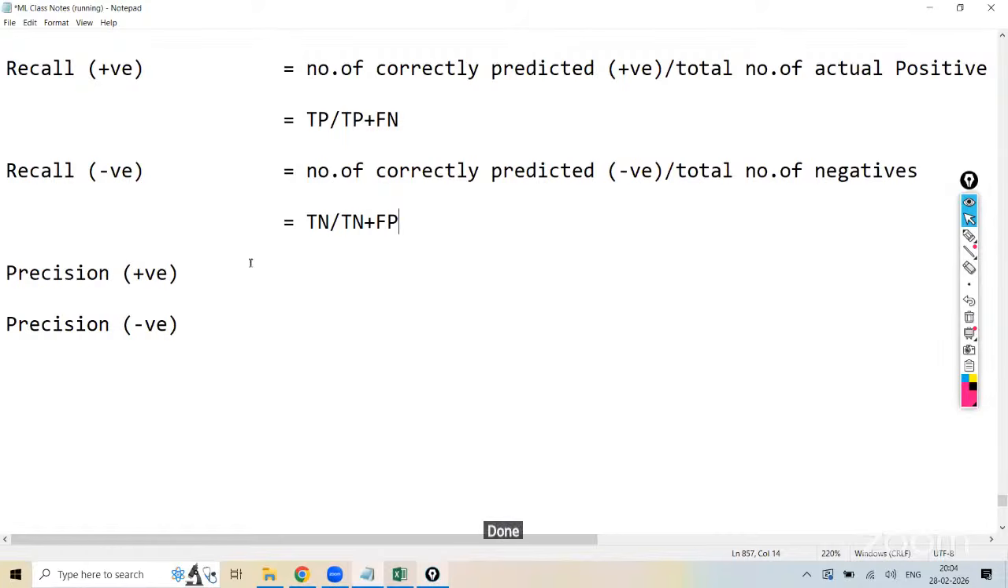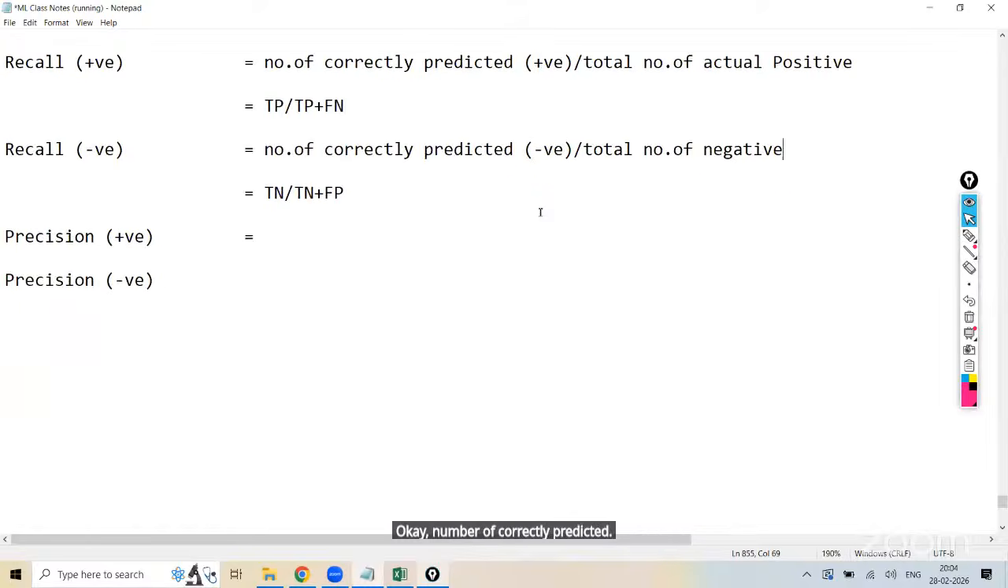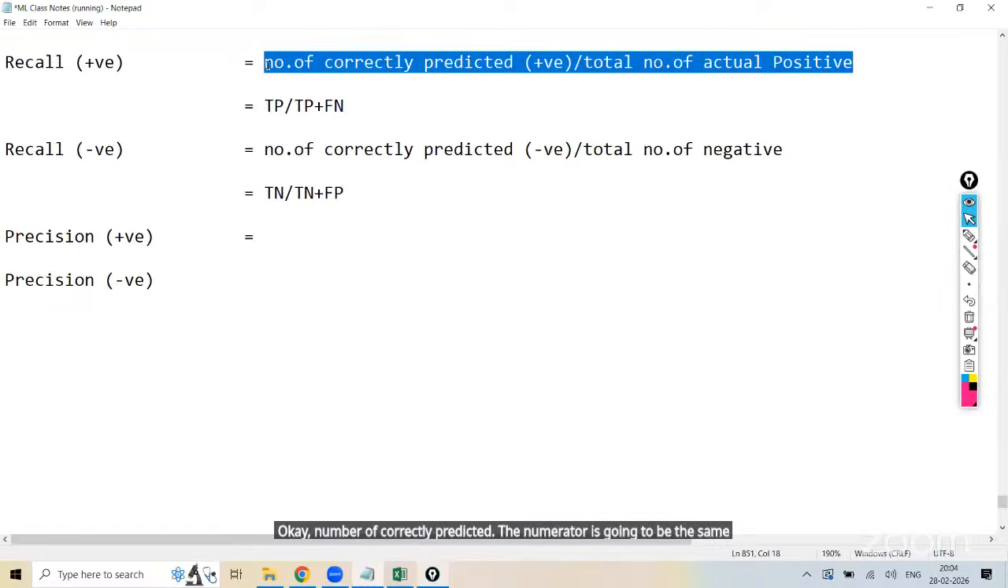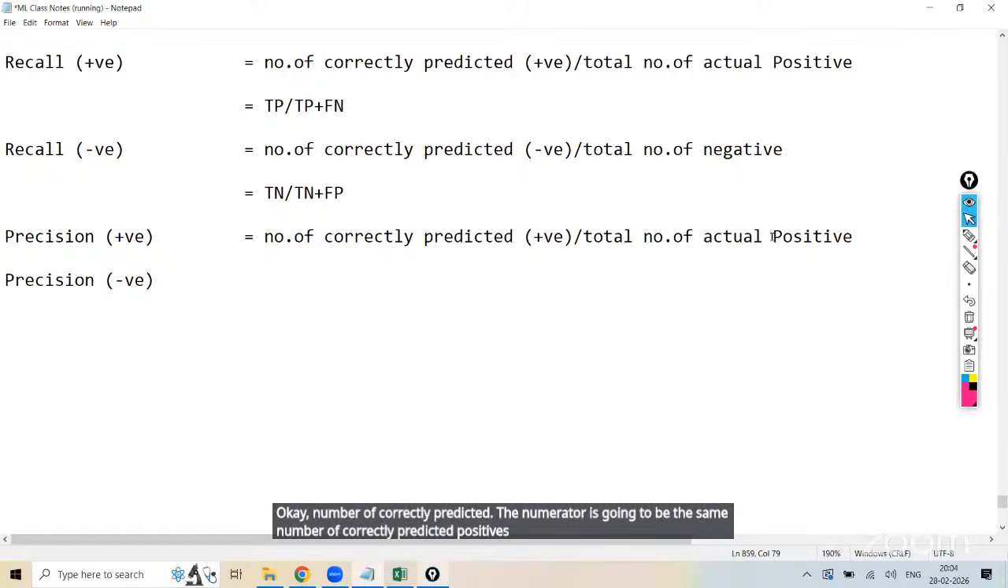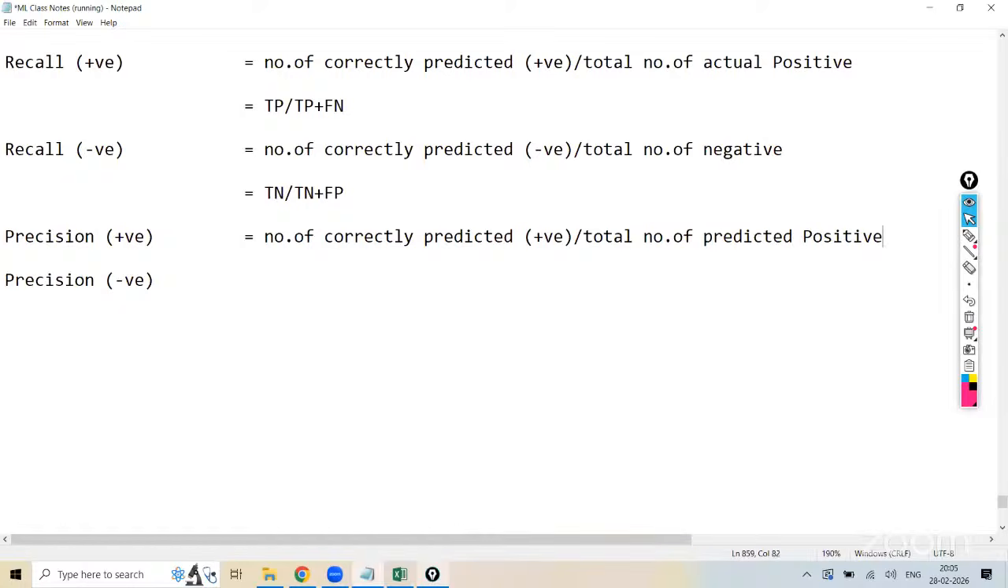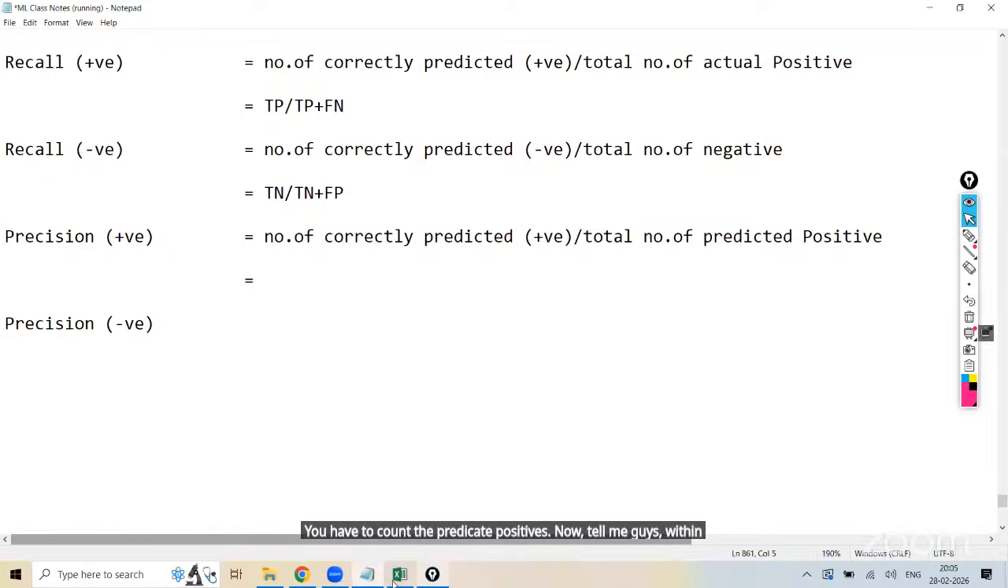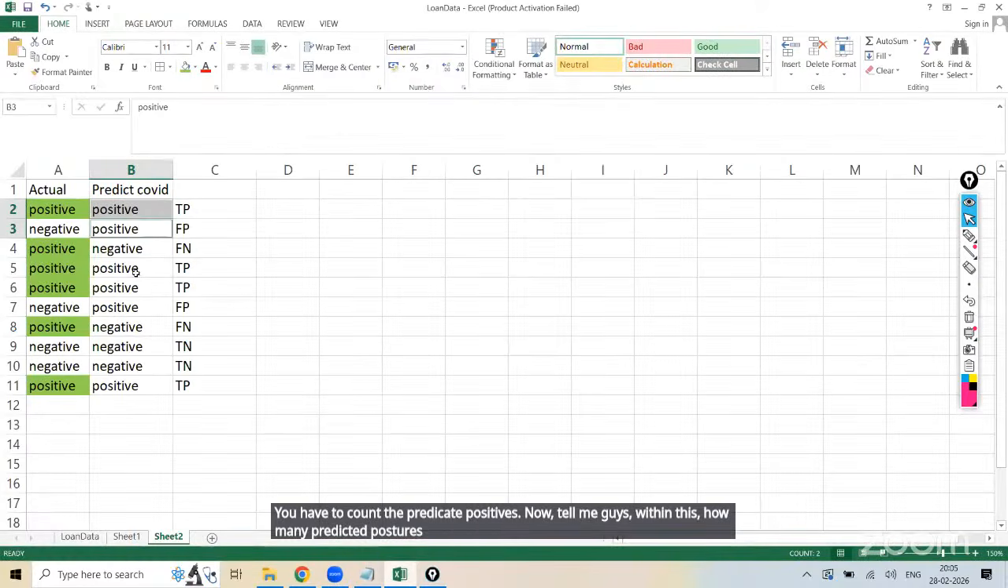Done? Next, coming to the precision of positive. What is meant by precision? The numerator is going to be the same: the number of correctly predicted positives only. But the denominator, instead of total actual positives, is predicted positives. You have to count the predicted positives. Within this, how many predicted positives are there? 1, 2, 3, 4, 5, 6.